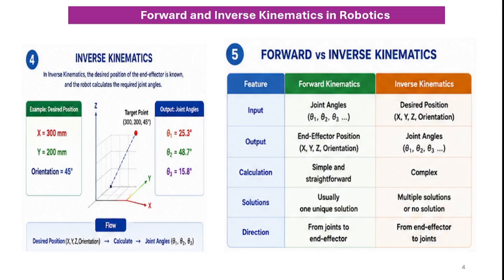Next, we can discuss the comparison between forward and inverse kinematics. Forward kinematics starts with known input angles theta 1, theta 2, and theta 3, and it calculates the end effector position. But inverse kinematics starts with the desired end effector position and calculates the required joint angles. Simply, for forward kinematics the flow is joint angles to position, and for inverse kinematics, position to joint angles. That is the easiest way to differentiate these two.